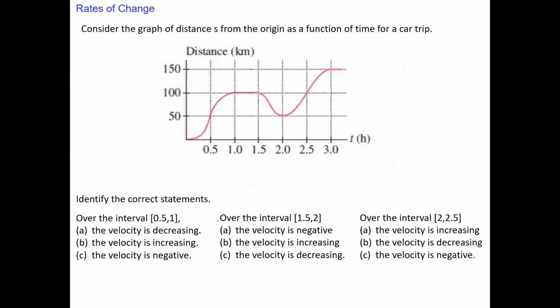Another one. We're good with this one. Rates of change. Let's see. I have the graph. Consider the graph of a distance s. That means this graph is the distance from the origin as a function of time of a certain car on a certain trip. And now we have 3 questions, and each of the questions has 3 statements. Only one is correct, A, B, or C for each of them.